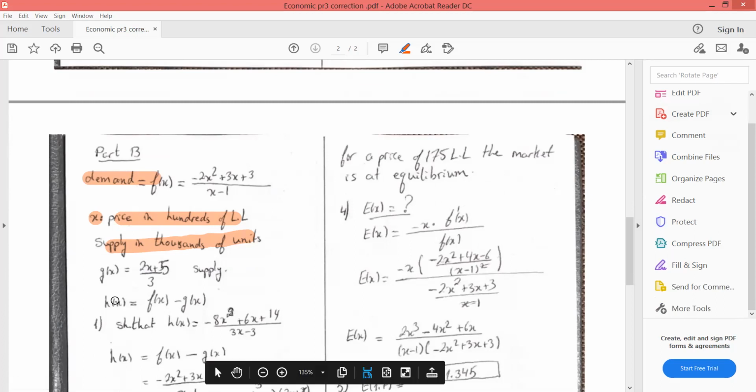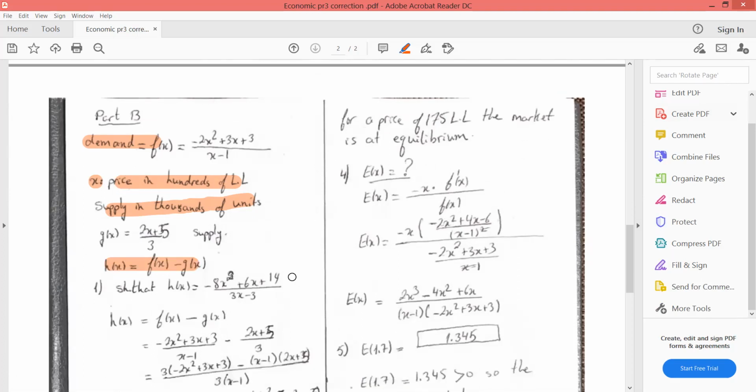Let hx equal fx minus gx. Please, in some books there is a mistake. This should be minus 8x squared. In the book they put 8x cube. You have to correct it. This is minus 8x squared; in the book it is written 8x cube. You have to correct it.